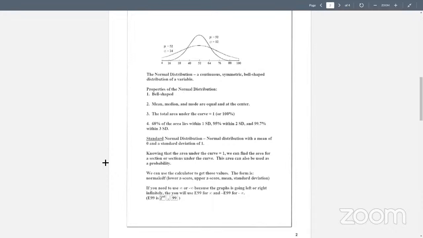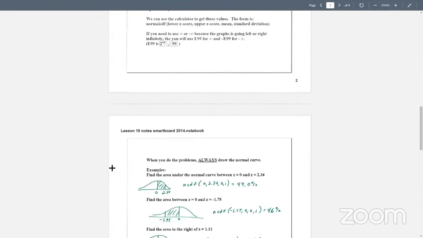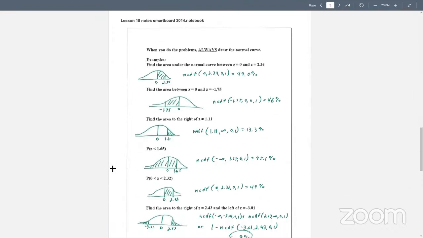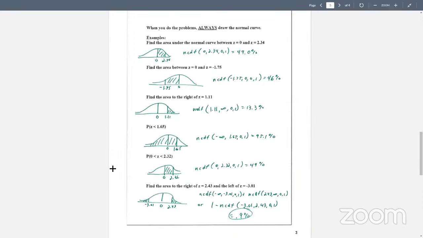Okay, keep going. Go to the next page. See if we see some examples. Okay, here we go. You always draw the normal. All right, so find the area under the curve between z equals 0 and z equals 2.34.